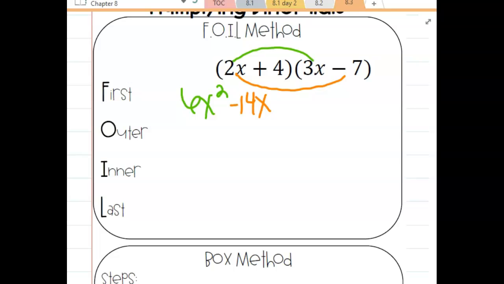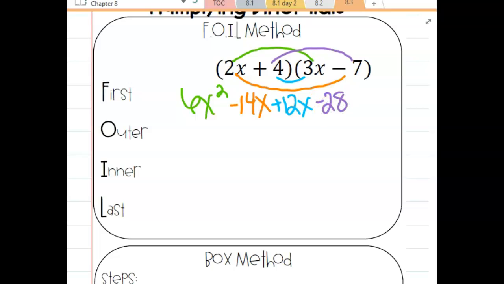Okay, the I is just kind of the opposite. So we go from the outside to the inside. You are going to multiply those two inside terms right here, the 4 and the 3x. So 4 times 3x would be a plus 12x. And then the L is for the last terms. So the last term in the first set of parentheses, multiply that by the last term in the second set of parentheses. So you're going to take 4 times negative 7, which is a negative 28.